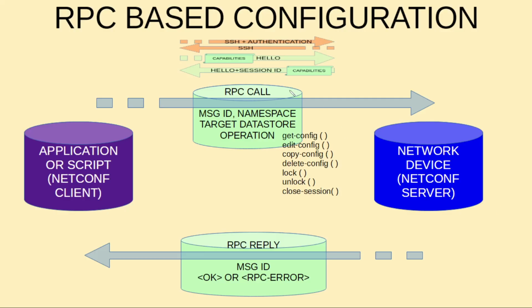Once we have a session with a session ID, we can start sending remote procedure calls to a remote device. A remote procedure call will include a message ID, a namespace dictated by YANG, target data store, and an operation. We have these operations available: get-config, edit-config, copy-config, delete-config, lock, unlock, and close-session. The response will be a remote procedure call reply that may be either OK or RPC error.